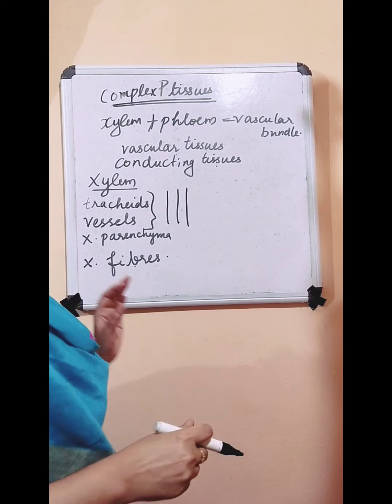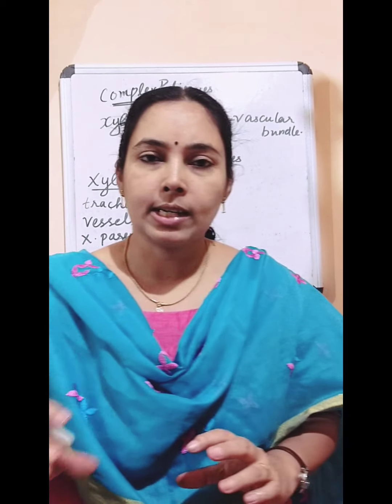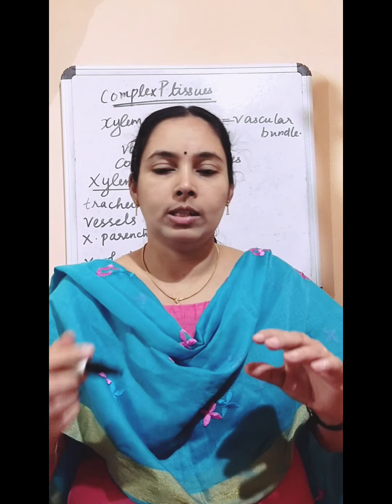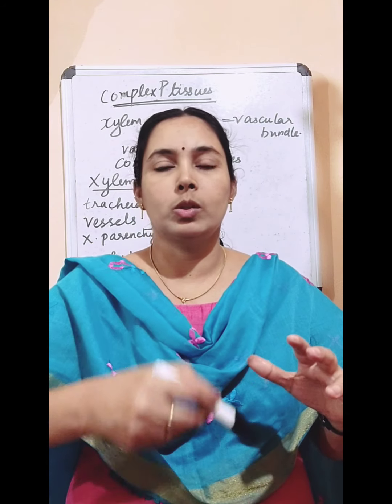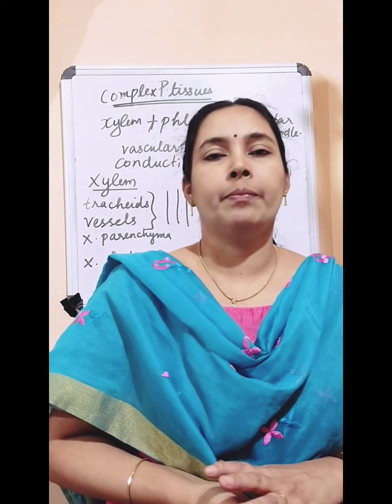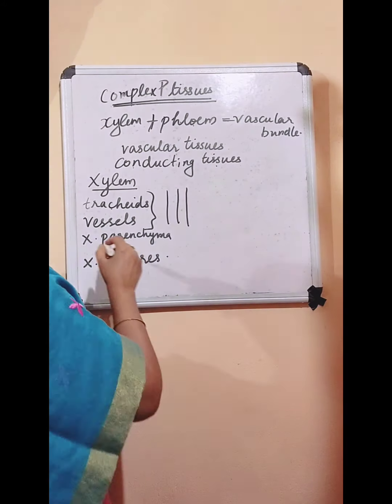So what about the structure? They are tubular in structure because they are conducting the water. So it is easy to carry water from roots to leaves through the tube-shaped cells. Okay. Then this xylem parenchyma.